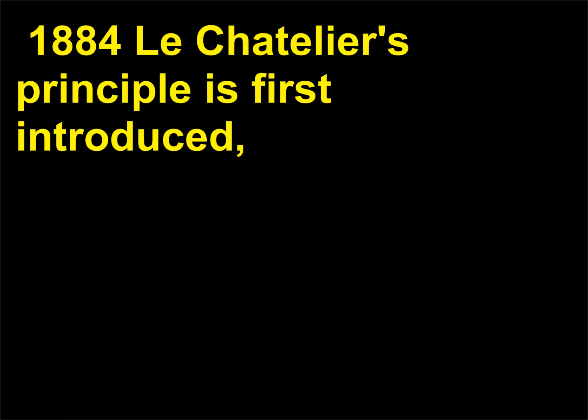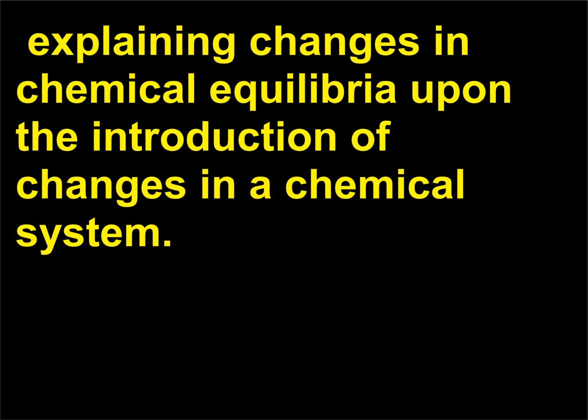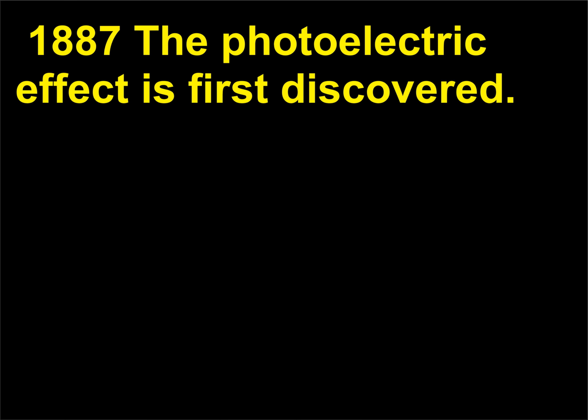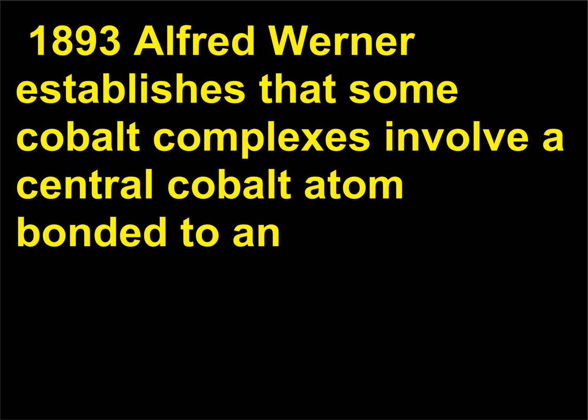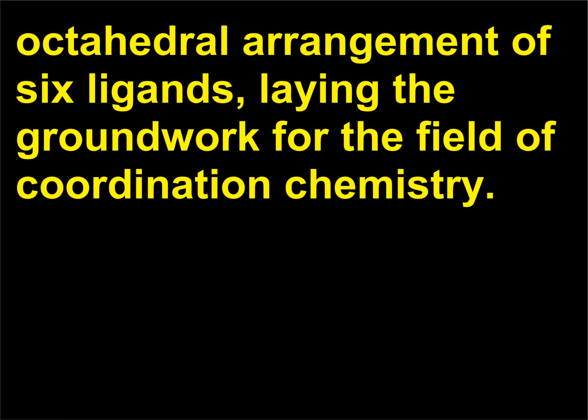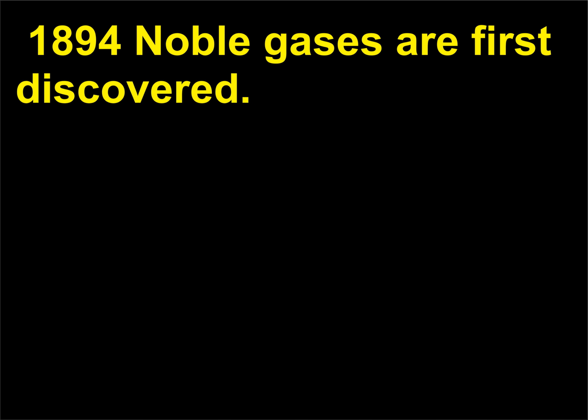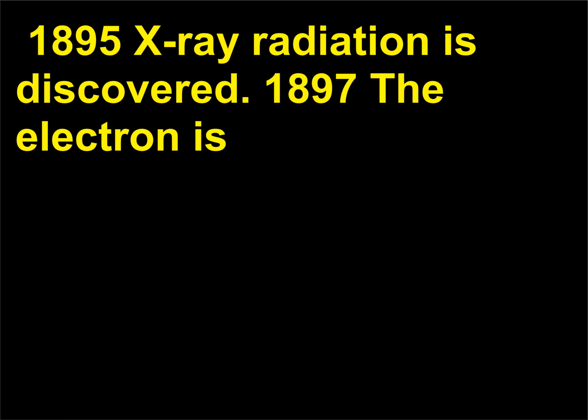1884: Le Chatelier's principle is first introduced, explaining changes in chemical equilibria upon the introduction of changes in a chemical system. 1887: The photoelectric effect is first discovered. 1888: Radio waves are discovered by Heinrich Hertz. 1893: Alfred Werner establishes that some cobalt complexes involve a central cobalt atom bonded to an octahedral arrangement of 6 ligands, laying the groundwork for the field of coordination chemistry. 1894: Noble gases are first discovered. 1895: X-ray radiation is discovered.